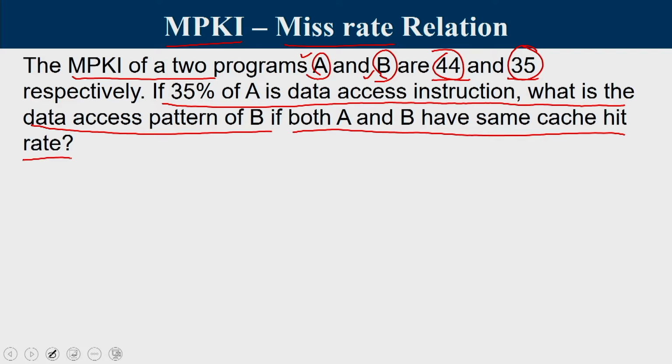Now, A and B have different misses per kilo instruction, but as far as the hit in the cache is concerned, they are the same. The number of accesses A makes to the cache and the number of times there is a hit in the cache, so number of misses divided by number of cache accesses, is the same in the case of A and B. That is why the cache hit rate is the same.